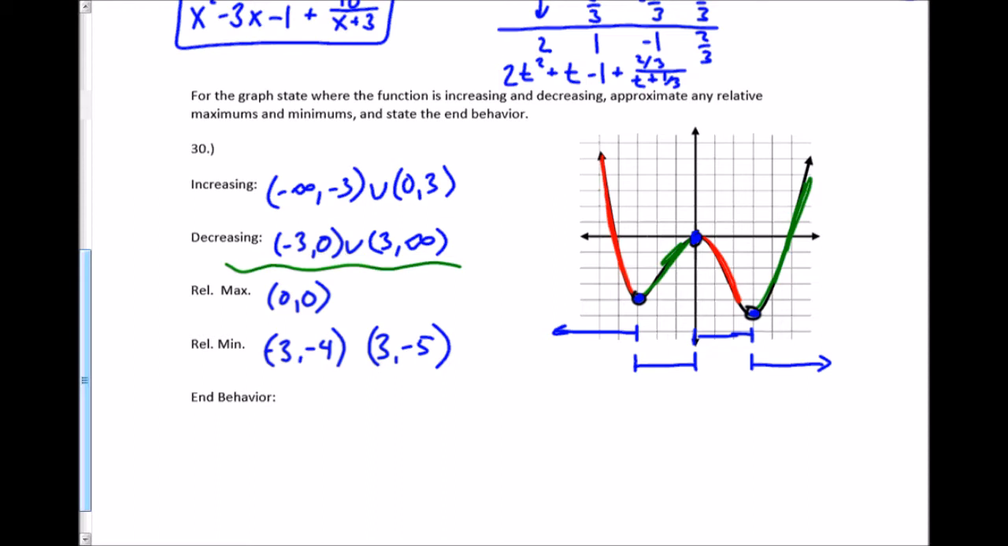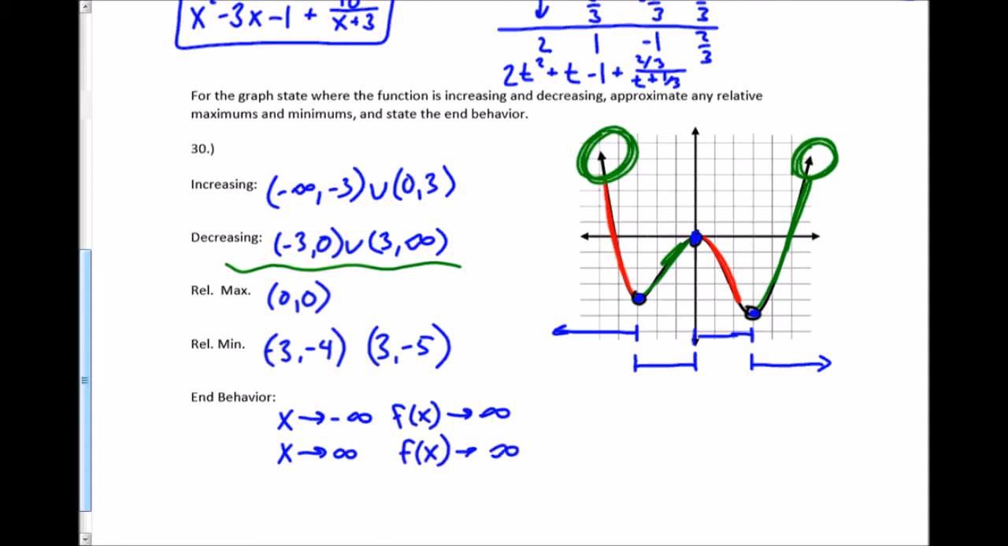End behavior, I'm always looking as x goes to negative infinity, and then as x goes to positive infinity. Essentially, this is saying look at the far left of your graph, and look at the far right of your graph. When I look at the far left, I just look at what the arrow's doing. It's going up, which means my f of x, my y values, are going to positive infinity. Looking at the far right, the arrow is also going up. So f of x is going to positive infinity. And that's end behavior.